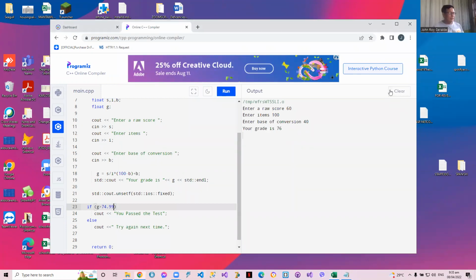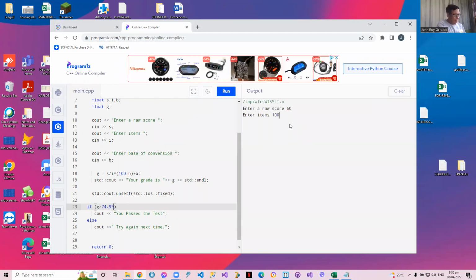So let's clear this. Let's run this again. So if you have 60, 100, and the base is 40, it declares a decision. You run this again. So let's say you have 30, also 100, and the base of 40. So you have a failing grade.